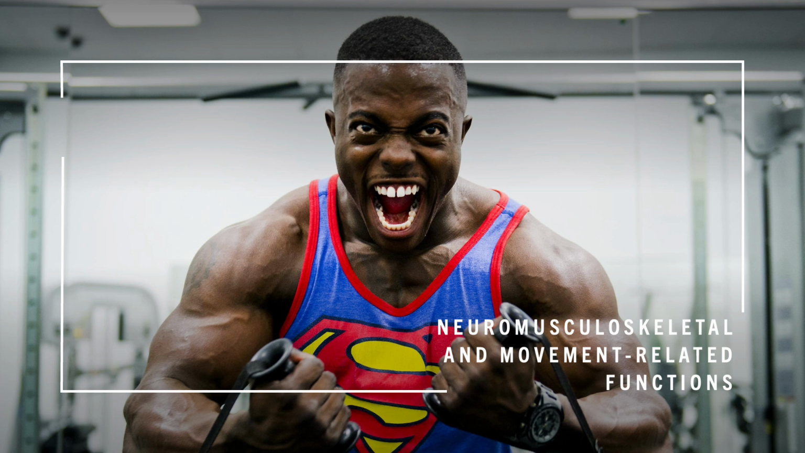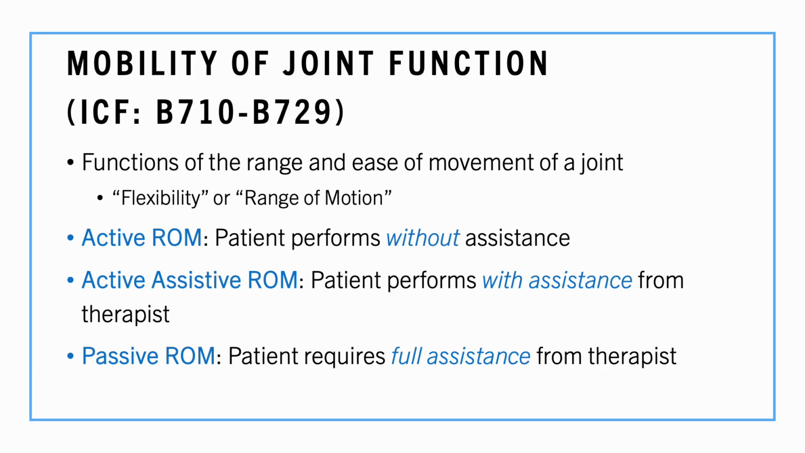So next we're going to dive into neuromusculoskeletal and movement-related functions. When we're looking at joint mobility, that is the ICF B710 to B729. This refers to functions of the range and ease of movement of a joint. We're going to look at the flexibility or range of motion, which you might see abbreviated as ROM.